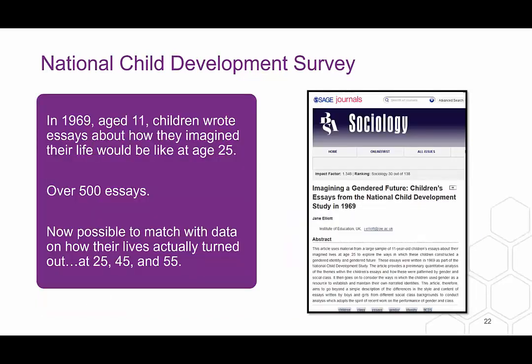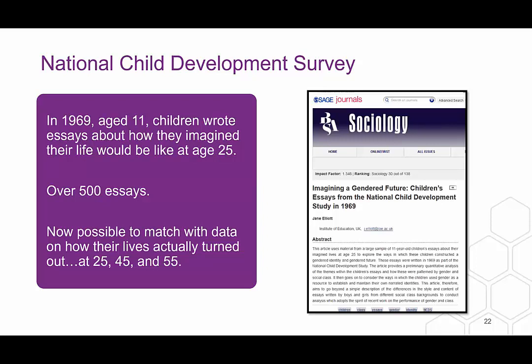But what makes it a really fantastic collection is that there is a qualitative addition, which allows for very rich mixed methods research to be done. In 1969, when the kids were aged 11, they set an essay, which is very similar to the school leavers essays, but a little bit different in that they were asked to imagine they were 25. So they only had to project ahead about 15 years. They got over 500 essays from their participants.